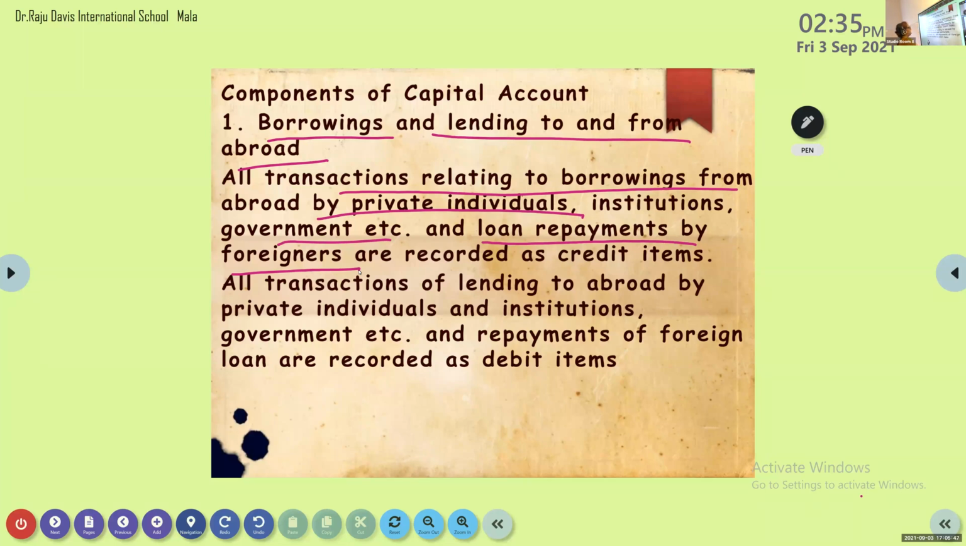Okay. Now, all transactions of lending abroad, we are giving outside, to private people, private institutions, or it can be given to a foreign government, all those things. And at the same time, repayment. I have taken a loan before, now I am repaying, I am giving it back, so it is an outflow. So that is marked on which side? Debit item.